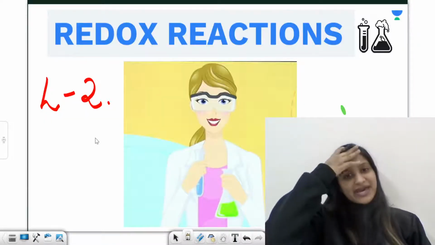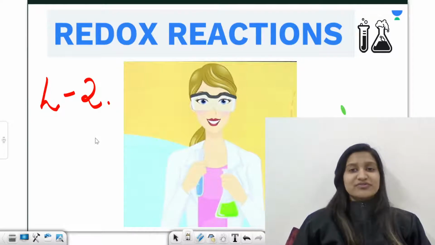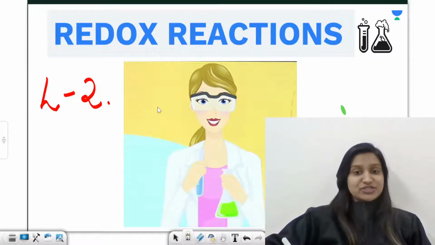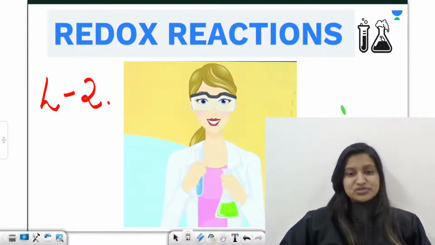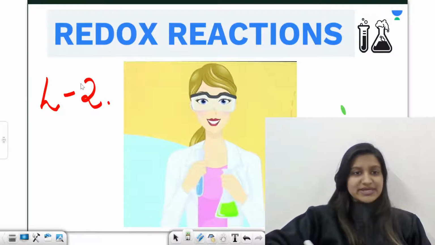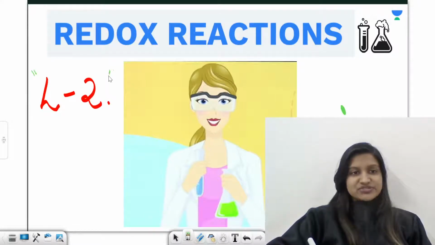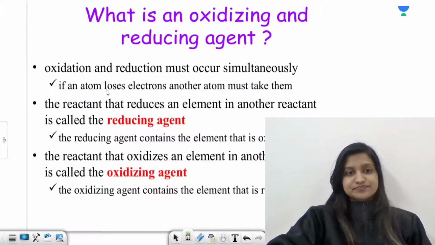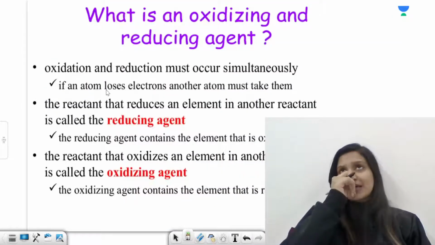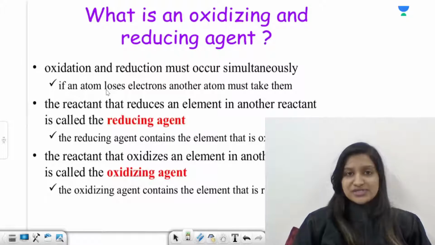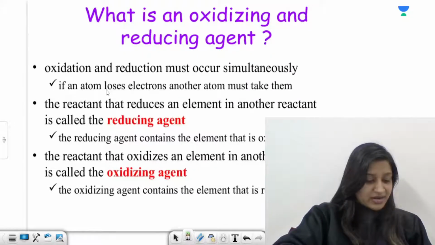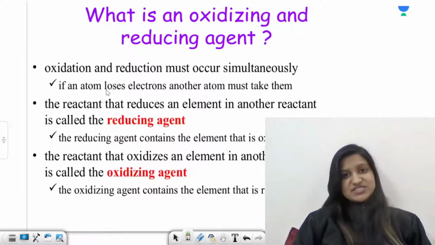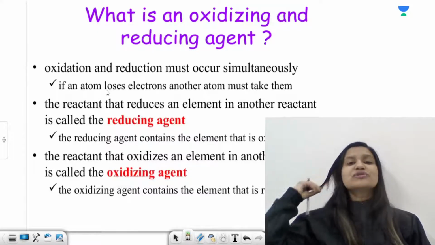Let's go ahead with our redox reaction, and today is lecture number 2. Okay, so let's begin. Now we're going to see what oxidizing agents and reducing agents are.